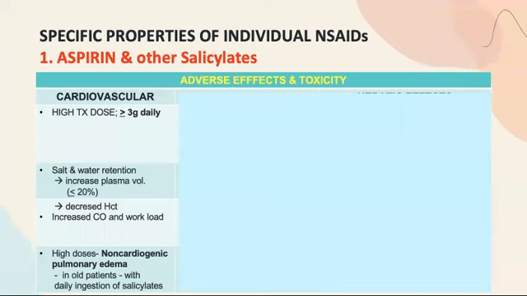Low-dose aspirin, less than 100 milligrams daily, lowers cardiovascular risk and is recommended for the prevention of MI or myocardial infarction and stroke in patients at elevated risk. At high therapeutic doses, more than 3 grams daily, salt and water retention can happen and lead to an increase in circulating plasma volume and decreased hematocrit.